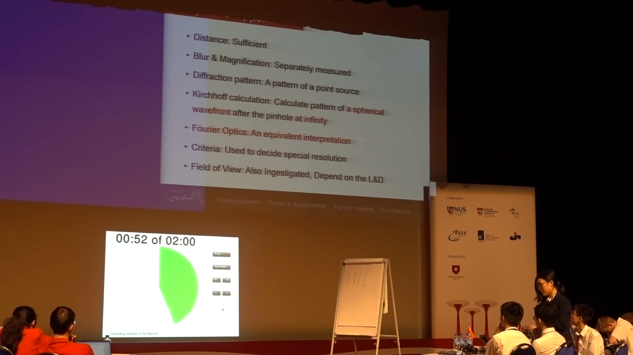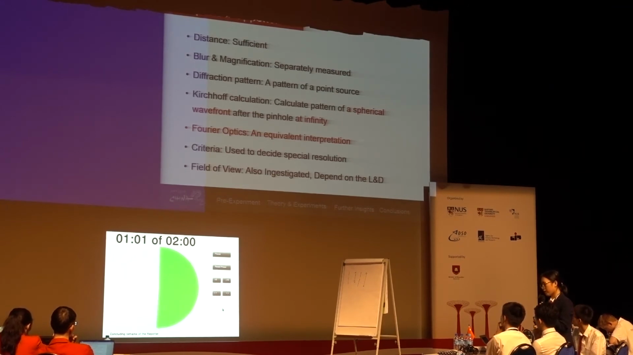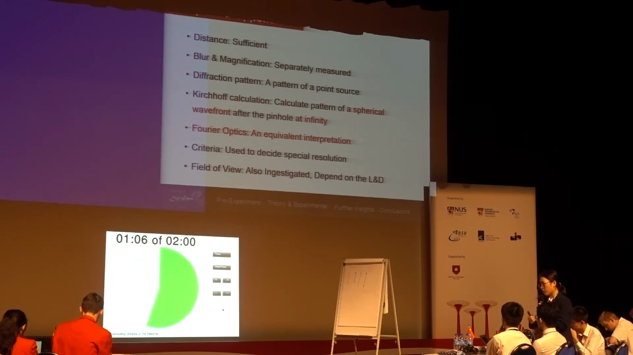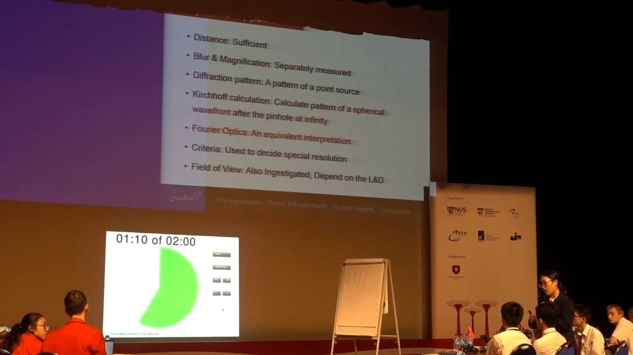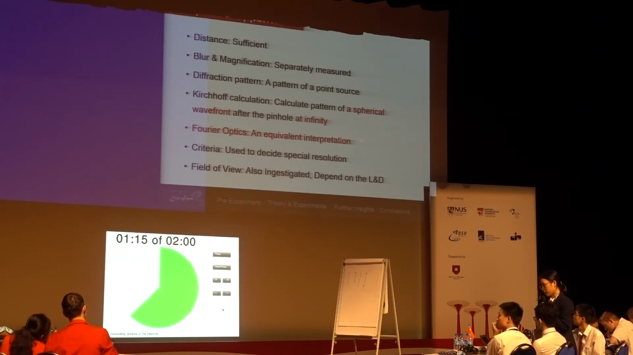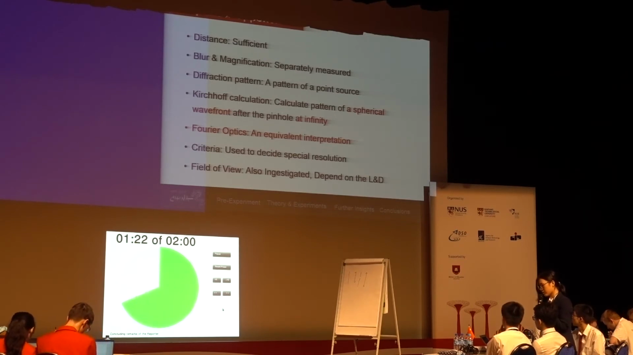And the dispersion pattern is the pattern of a point source, so our experiment verified it. And the Kirchhoff calculation is a calculation of a spherical wavefront after the pinhole at infinity. And Fourier optics is also feasible, but it's equivalent to the interpretation that our physical optics suggested. And the scoring criteria we used to decide the spherical resolution, and the field of view we also investigated, but due to the lack of discussion time, we didn't have time on it.